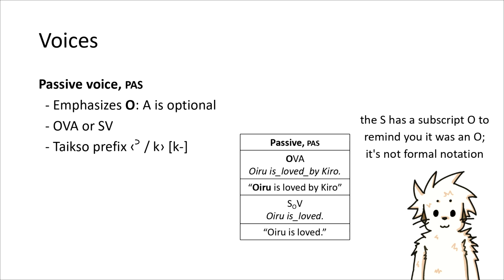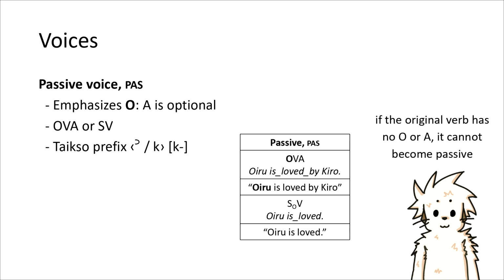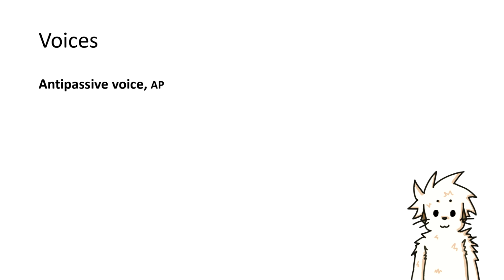Keep in mind that an originally transitive verb in the passive voice can become intransitive. However, an originally intransitive verb cannot become passive, because there is no object to emphasize. Thirdly, Taekso has an antipassive voice. English doesn't have an antipassive, but it's not too hard to understand.